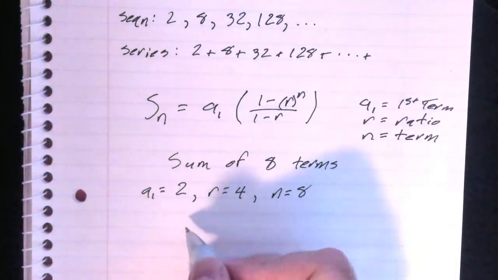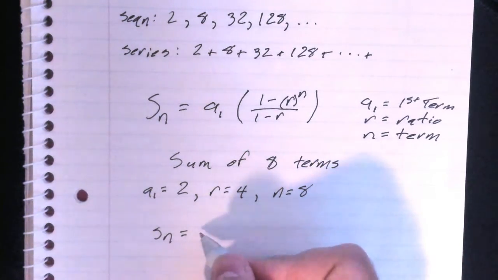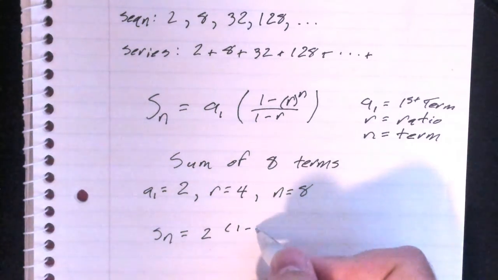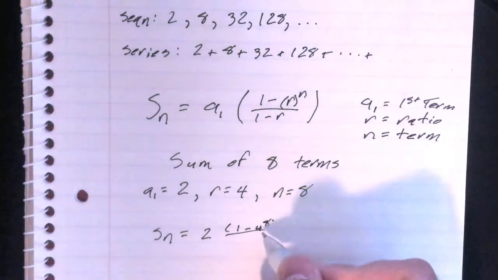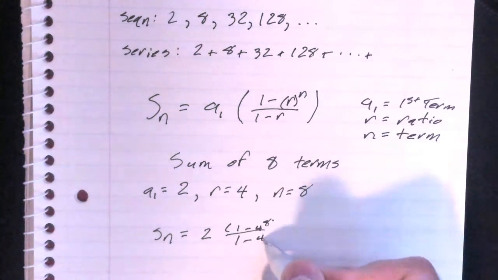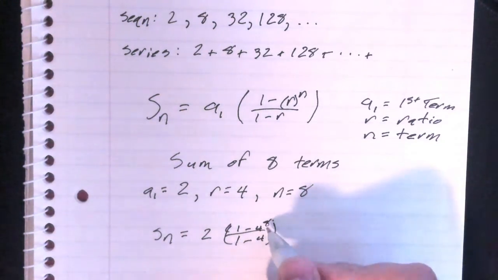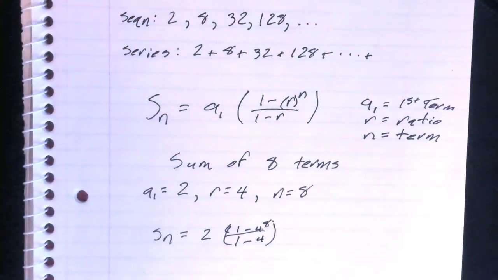So all we simply do is plug this in. So we'd say S of n is 2 times 1 minus 4 to the 8, over 1 minus 4. Okay, now you have to do the exponent first. So you have to do 4 to the 8th first. And again, you are going to need a calculator for this. You can type it in all at once, or you can type it in by pieces. It kind of depends on the calculator that you have.